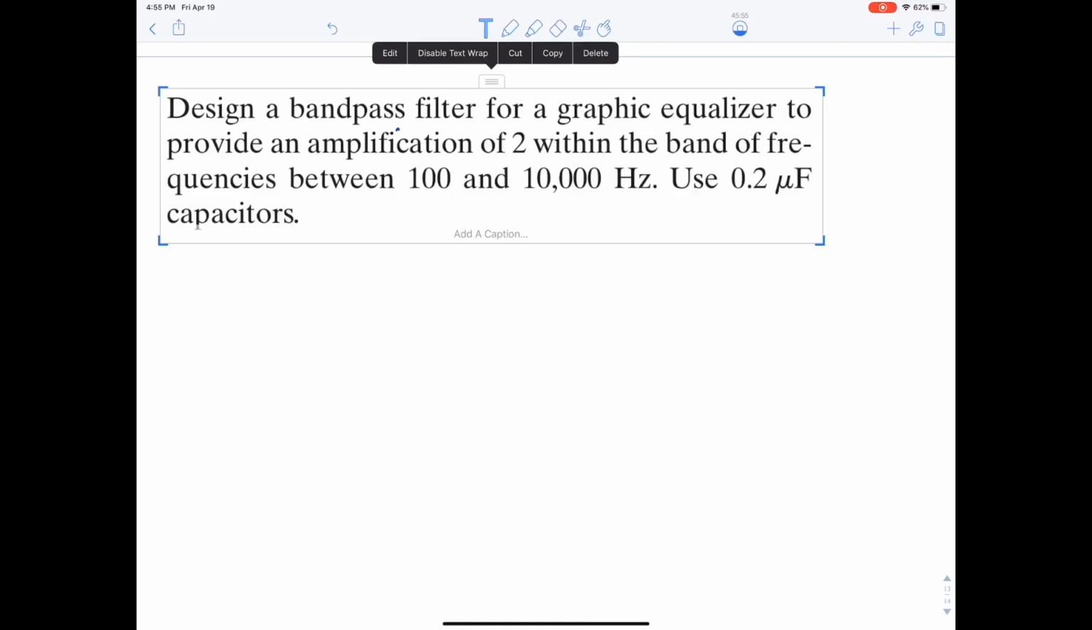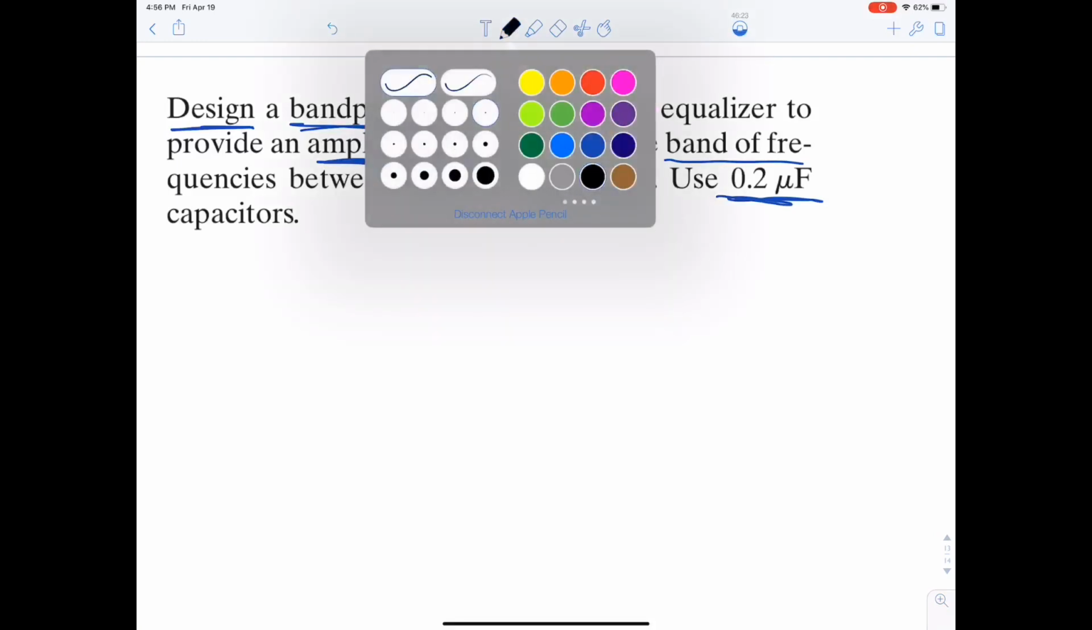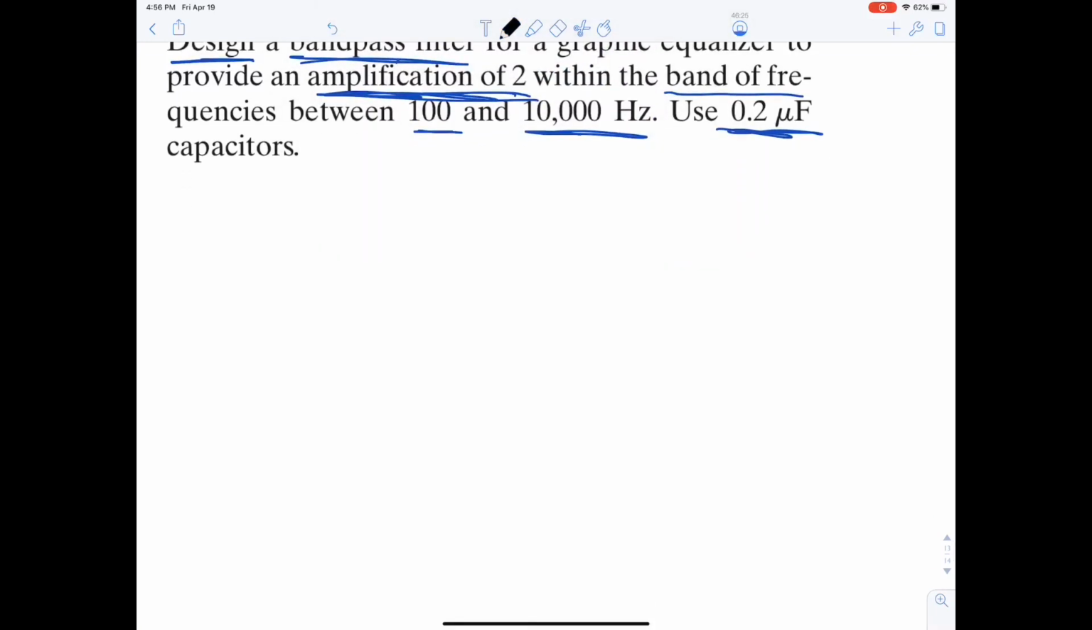Here the question says we need to design. Design means find the unknowns. A bandpass filter, and we have for a graphic equalizer to provide an amplification of 2. Amplification means again of 2, so we're talking about an active bandpass filter with the band of frequencies 100 and 10,000, which is omega c1 and omega c2. Capacitor is 0.2 microfarad. Okay, before we proceed with this question, let's draw the active bandpass filter.